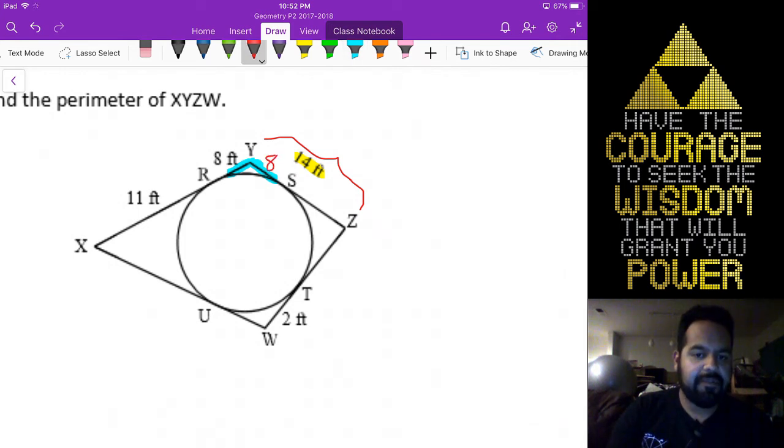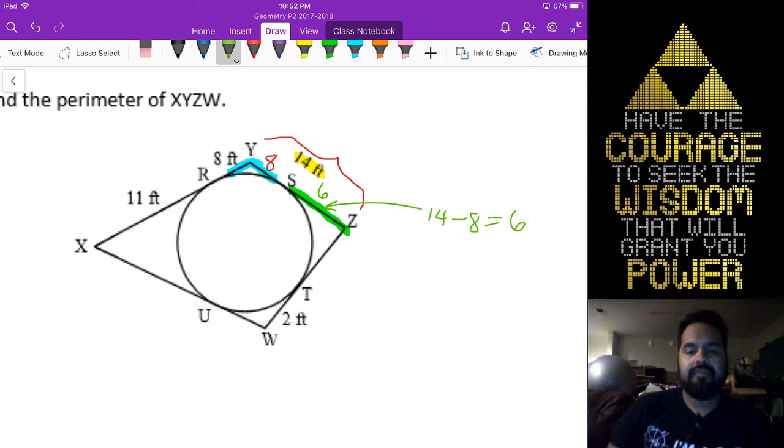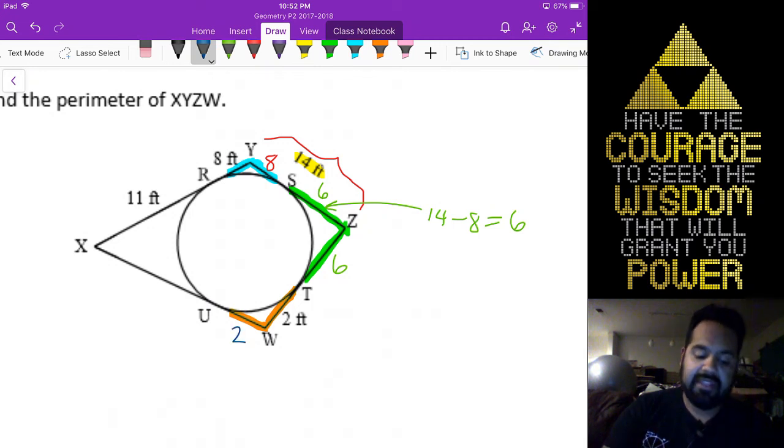Well, if the entire length is 14, then that means this section here, which is green, should be 14 minus 8. So that's going to be a length of 6. Which then means that this part is also 6. Now since I have the 2 there, that 2 is congruent to that part there. So that is a 2. Last but not least, we have our 11, which is congruent to this part here.